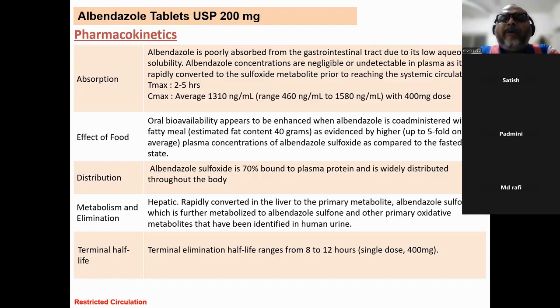So you hear what it says, that the concentration of albendazole, because the drug is low soluble and permeability is also hampered because of extreme low solubility, you don't get a proper concentration in plasma, and that's why it is undetectable. That is what it is saying. And most importantly, in this case, it is rapidly converted to the sulfoxide metabolite.